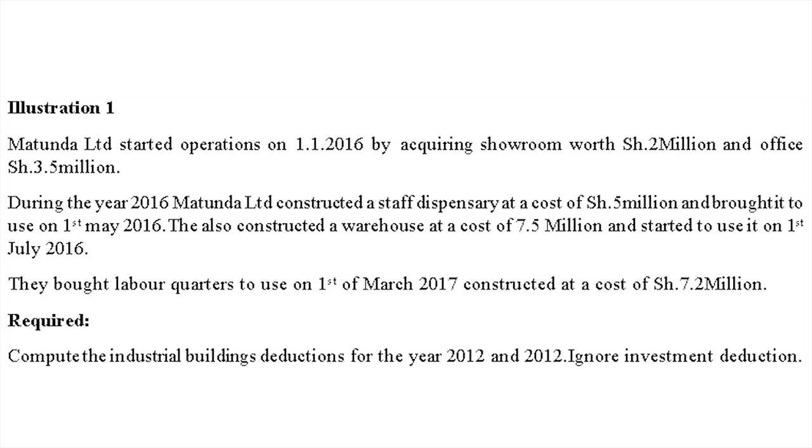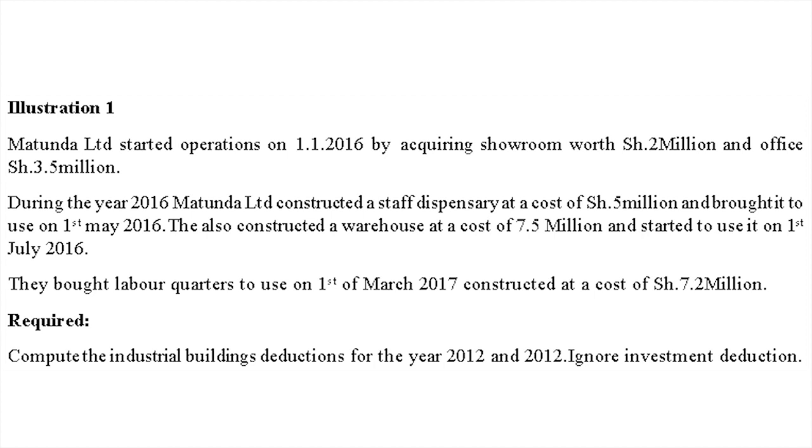So they acquired a showroom. A showroom falls under, in our previous lesson, industrial building at 25% per annum, meaning that the 2 million is supposed to be claimed at 25%, 2016, 2017, 2018, and 2019. Then offices worth 3.5 million. Again, offices will qualify for IBD at 25%.